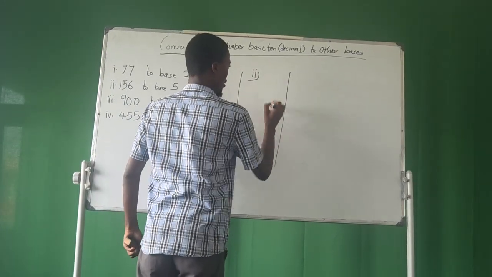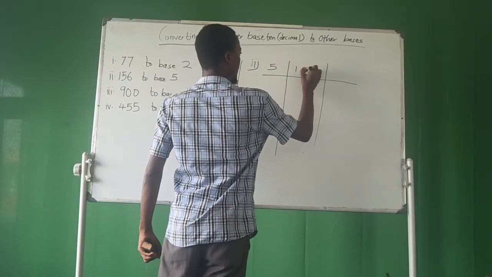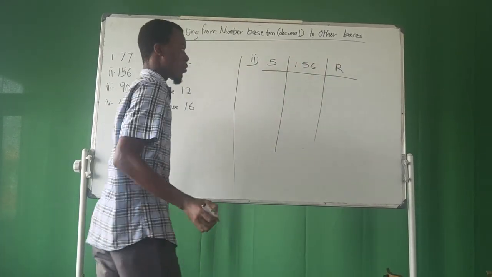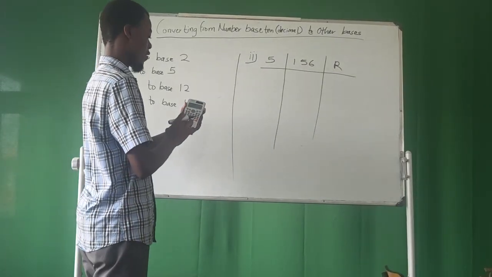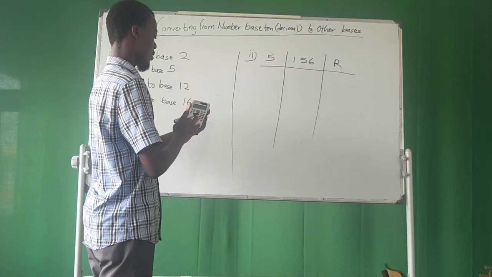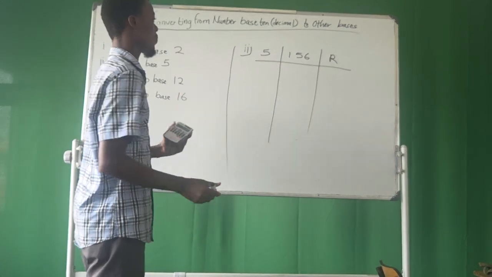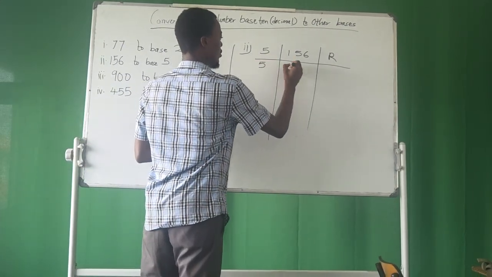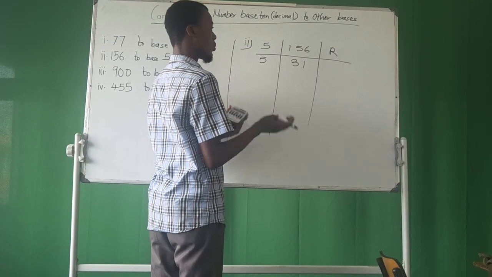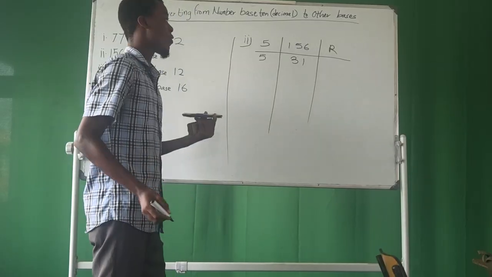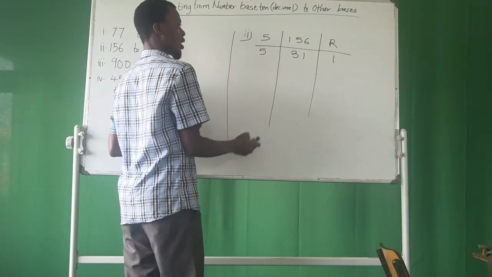So now 5 and 156, and remember the remainder is represented by R. So now 5 goes into 156 how many times? 156 divided by 5, and you're going to get 31. So that means 31 times 5 will give us something close to 156, which is 155. Remainder 1.